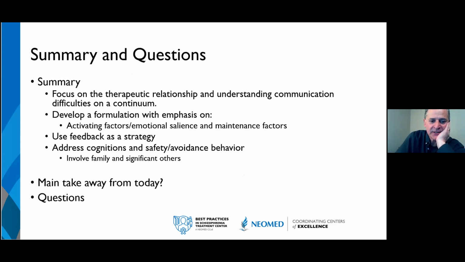All right, so summary, it's all about the relationship, and then keeping in mind that formal thought disorder is something you can talk about. Develop a formulation around it like we do other things, looking at activating factors, a special emotional salience, and then what maintains it. Use feedback as a strategy. Address those cognitions, again, with a lot of normalization and kindness and patience. Just be aware it's challenging, but can be done. All right. And bring in the family, if there are ways to involve them in helping the communication, either lowering the emotional expression at home or just improving communication. It's a real solid way to do it.